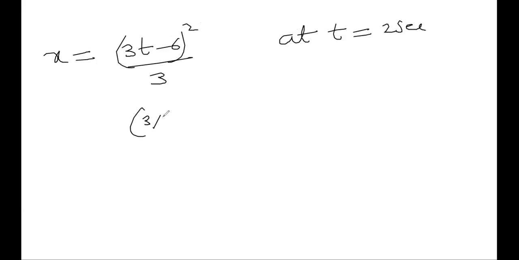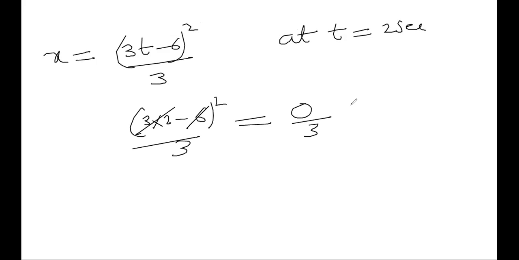3 into 2 minus 6, luckily that will be 0. 0 whole square by 3, so 0 by 3. So the displacement means 0. Displacement is 0. Is it understood? So displacement is 0 at the situation when velocity became 0.